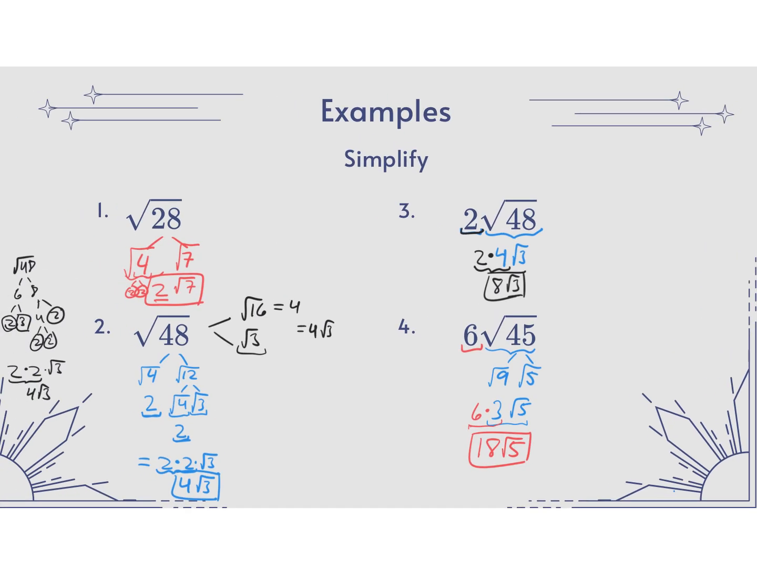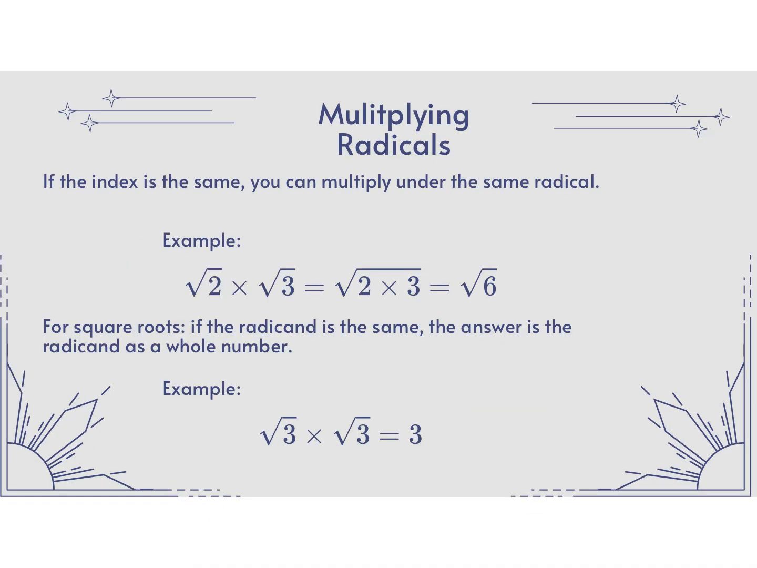All right, so these are your simplifying examples. All right, so hopefully pretty simple. Now with multiplying radicals, let's say I had one radical times another radical. If the index is the same, you can multiply under the same radical. Right, so for example, a square root of 2 times a square root of 3, you're allowed to say that this is the square root of 2 times 3, and 2 times 3 is just 6, right? So we say that this is the square root of 6.